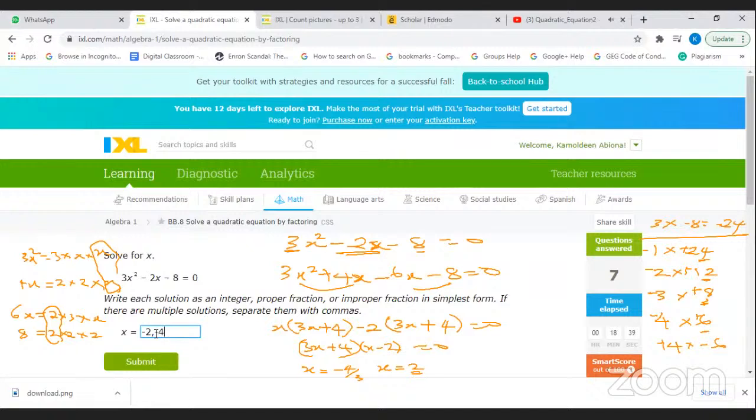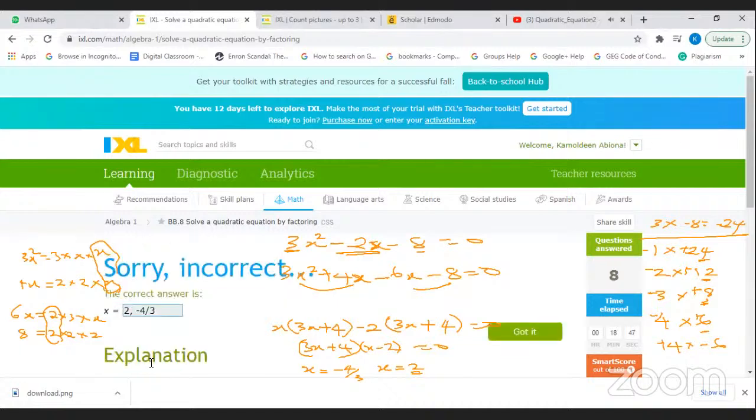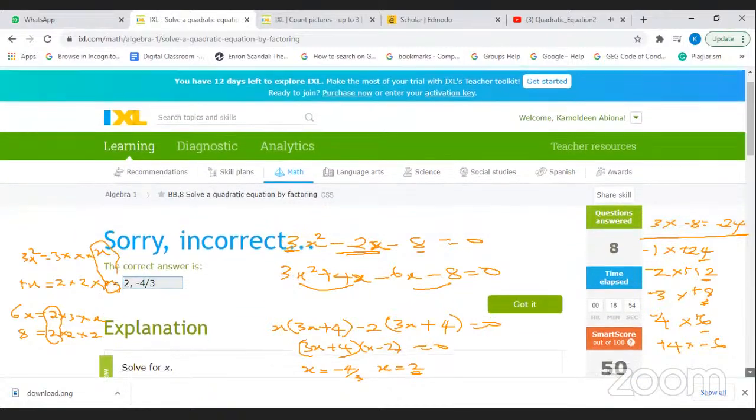Okay, let's put minus 2 comma minus 4 over 3. So when you miss it, they will tell us the answer. They will tell you how we are going. You can see, "Sorry, incorrect." So they will now tell us how to go about it.